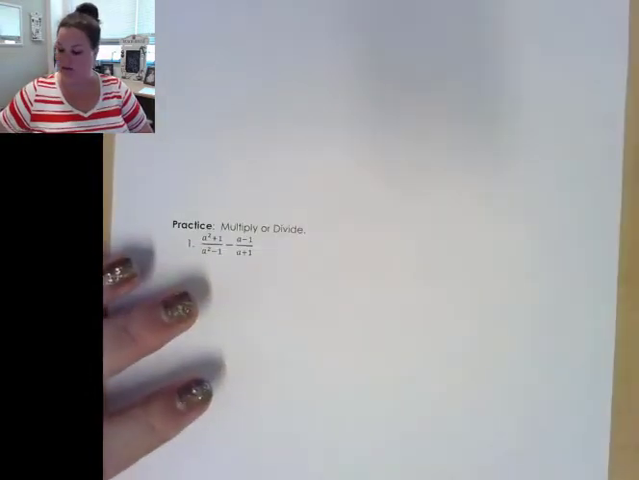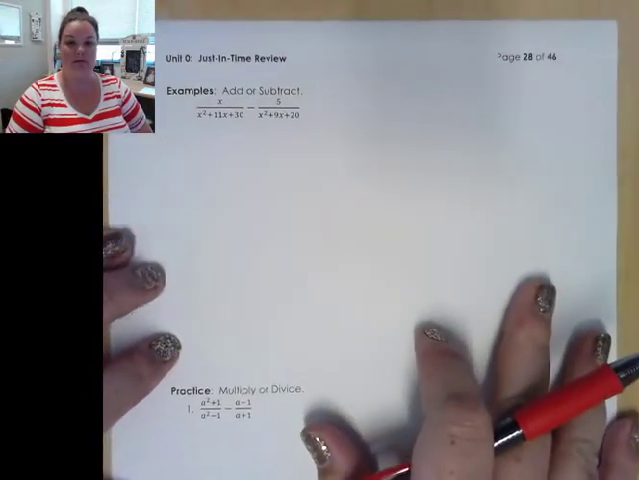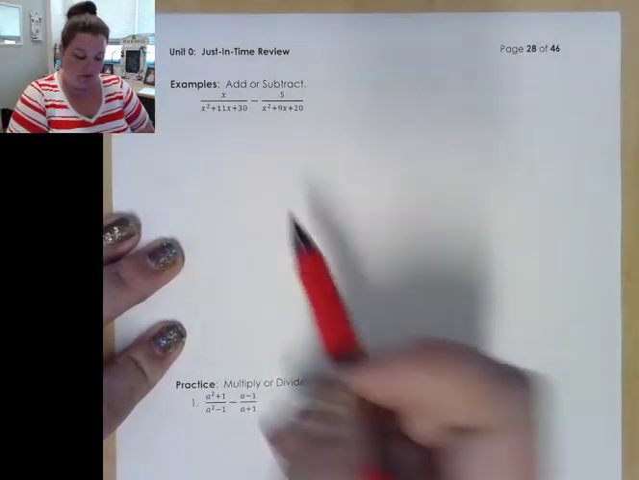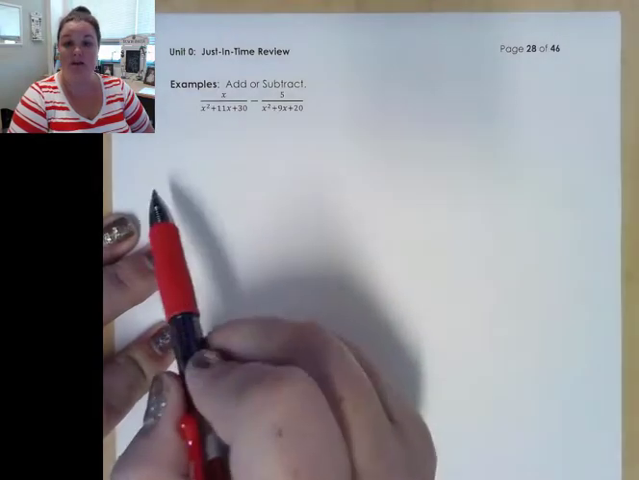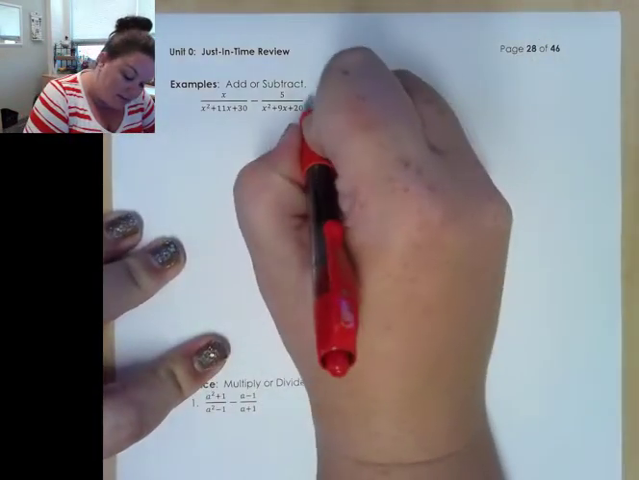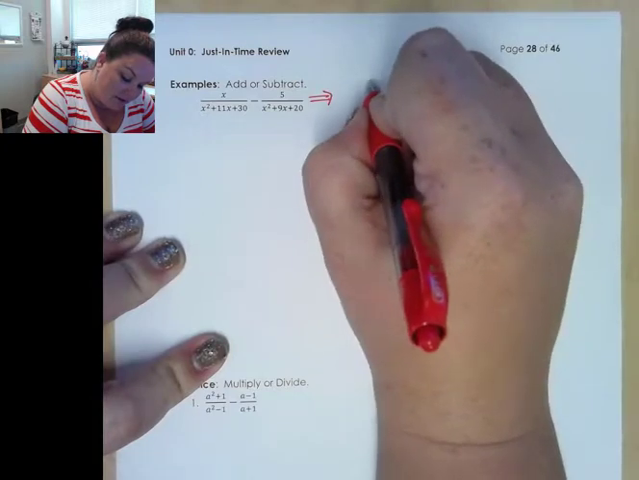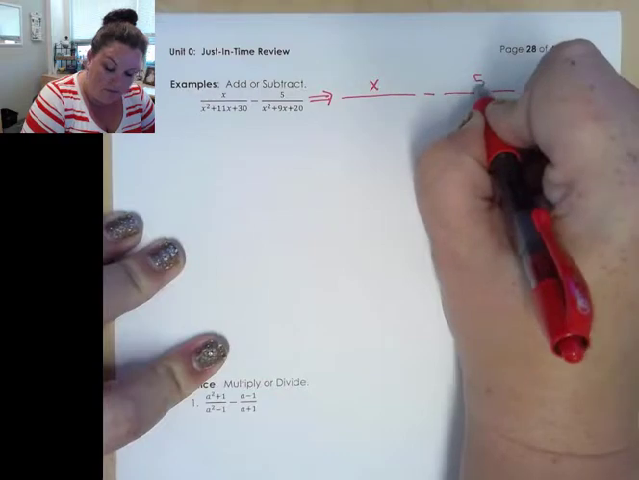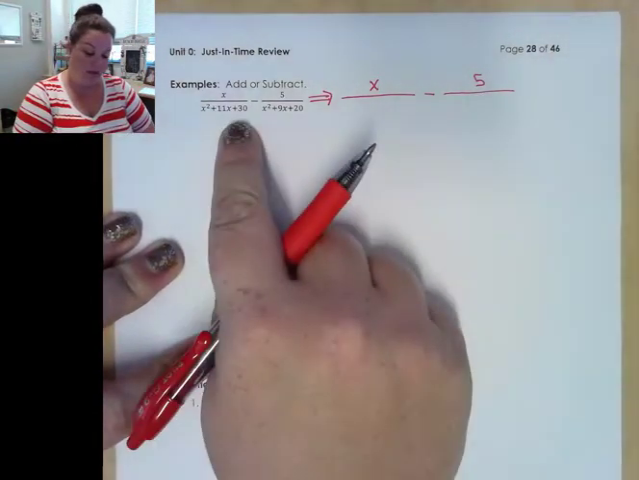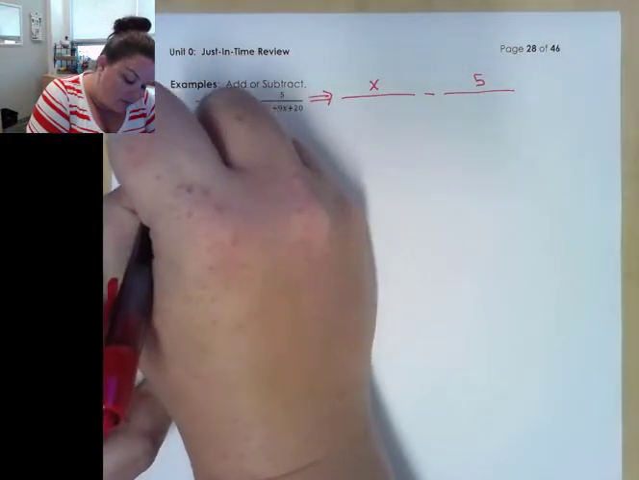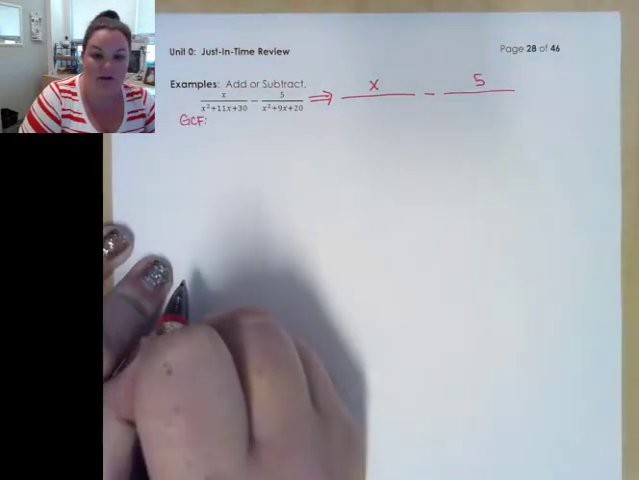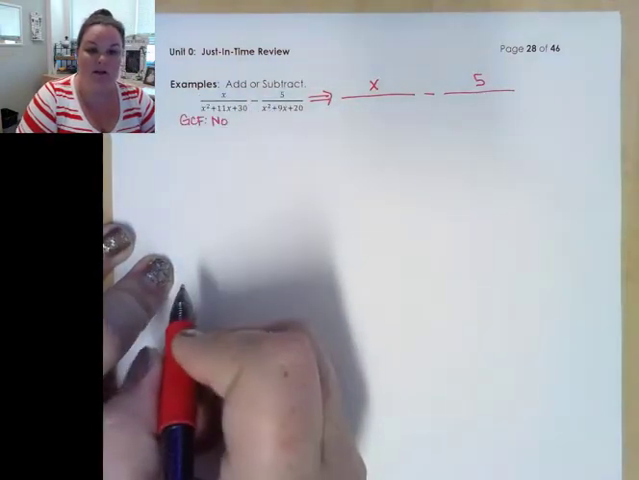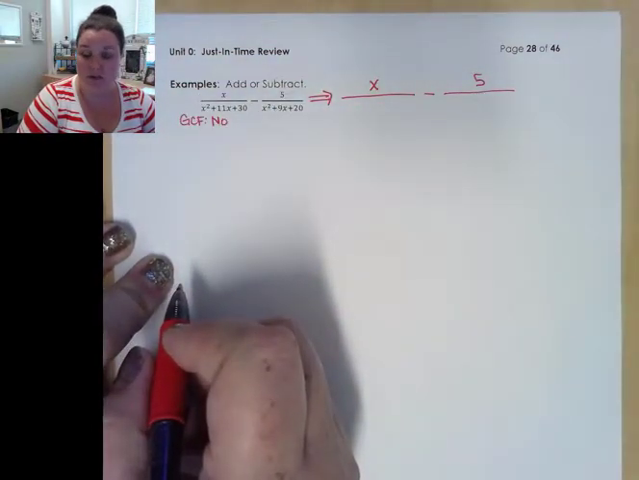Let's look at this one. So this one is a subtraction. Same thing. We want to factor both denominators first so that I can write this fully factored. So I'm going to have x over something factored minus 5 over something factored, right? So to factor these, I first want to look and see, do I have a greatest common factor? This first one, I don't, right? No numbers in common, no variables in common.